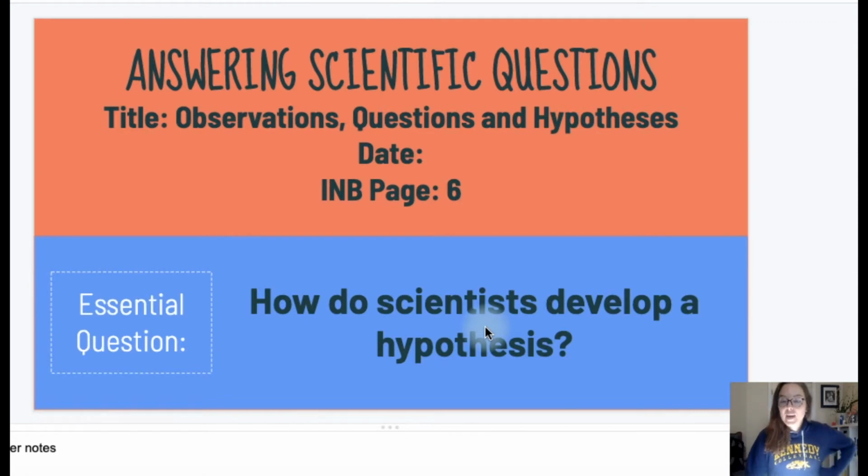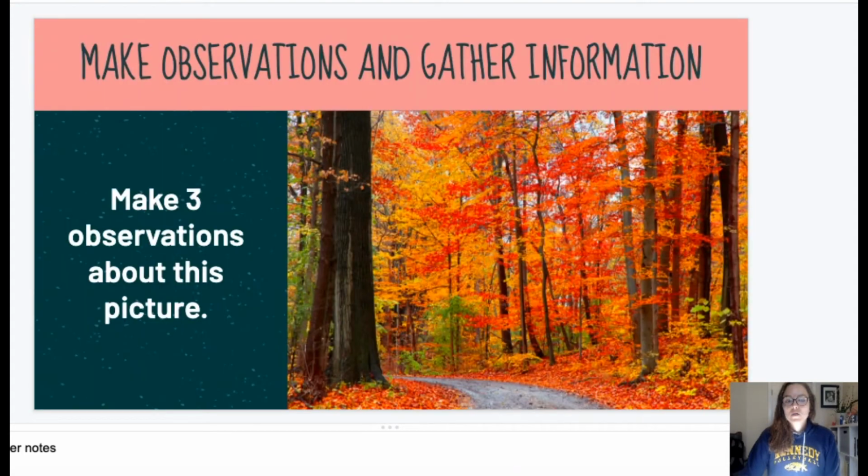Make sure you set up your page so that you have the side for cues or questions, the side for notes, and the bottom is for a summary. So we're going to start this process with the picture and we're going to make 3 observations. Okay, so take a second and write down 3 observations that you can make about this picture on your paper.